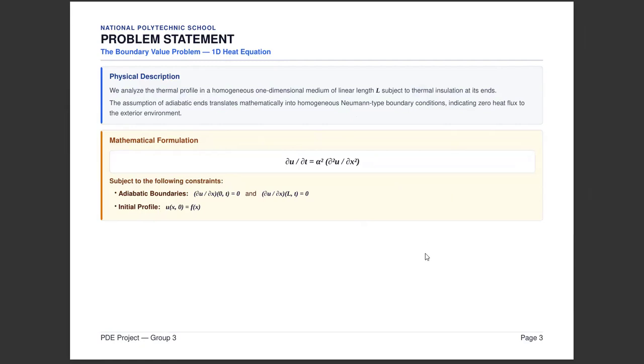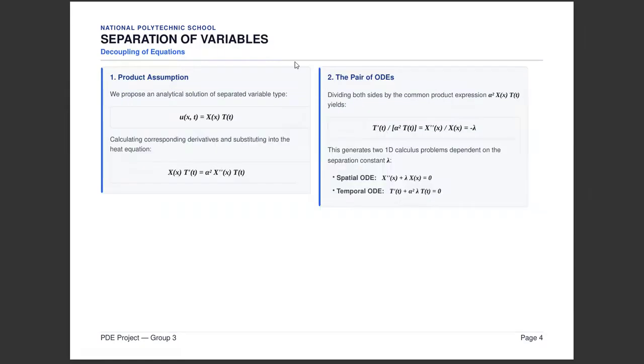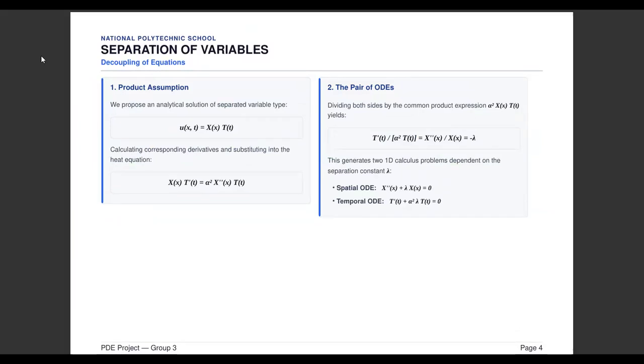Separation of variables and the eigenvalue problem. The first step was applying the method of separation of variables. We assumed that the solution could be written as the product of two functions, u(x,t) equals X(x) times T(t). This assumption transforms the partial differential equation into two ordinary differential equations. Next, we solve the spatial equation, which becomes an eigenvalue problem.